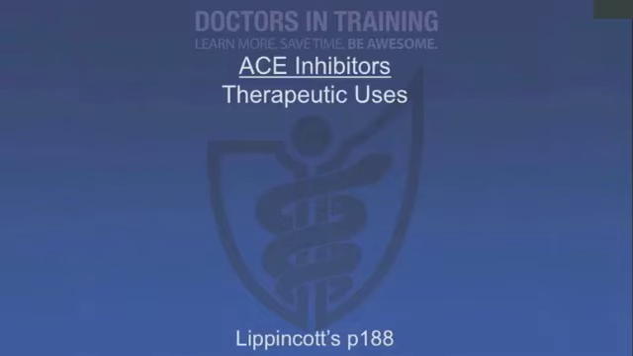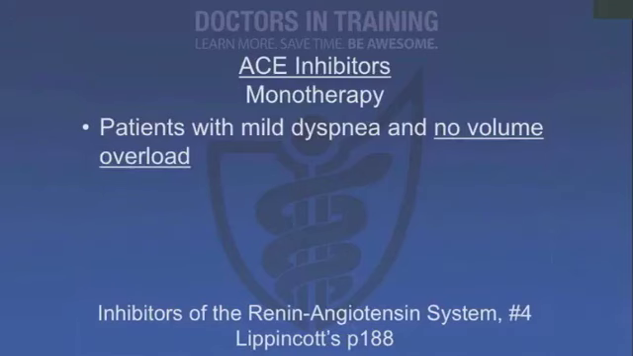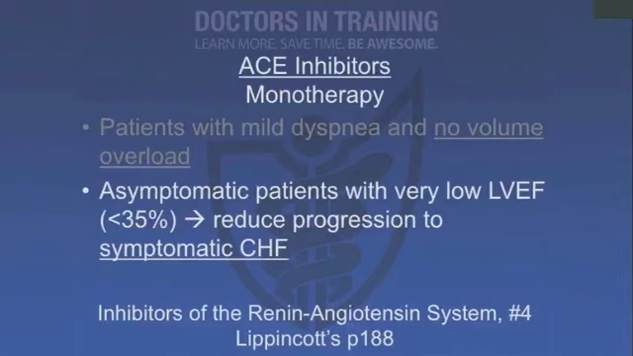So how do we use these therapeutically? Well, for a lot of patients who have mild dyspnea, no volume overload, just the beginning stages of congestive heart failure, you may use an ACE inhibitor as monotherapy. Again, it's proven to reduce morbidity and mortality, so this is a good thing. If you have patients who are asymptomatic but have very low left ventricular ejection fraction, less than 35%, we're going to give it to those patients. We're going to give them an ACE inhibitor because it's going to reduce the progression to symptomatic CHF.